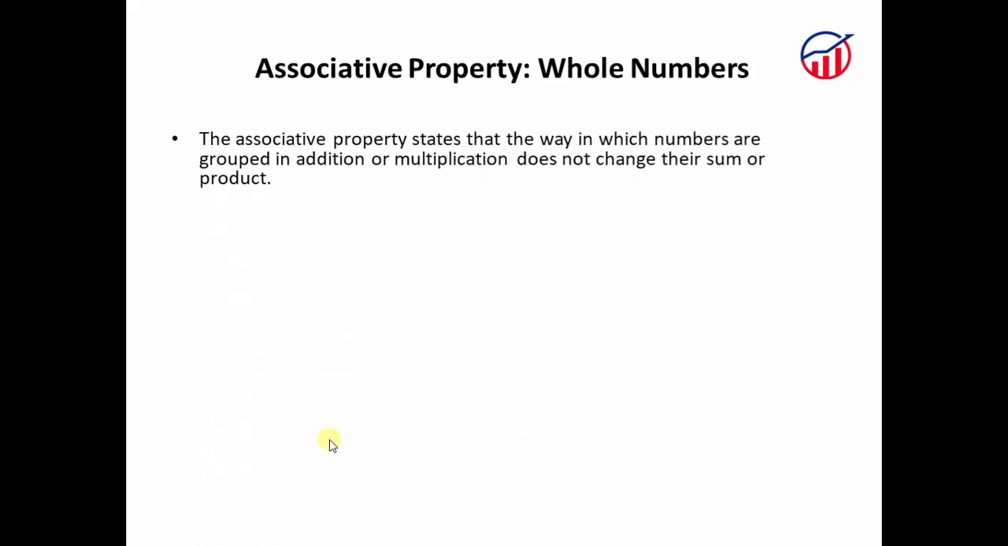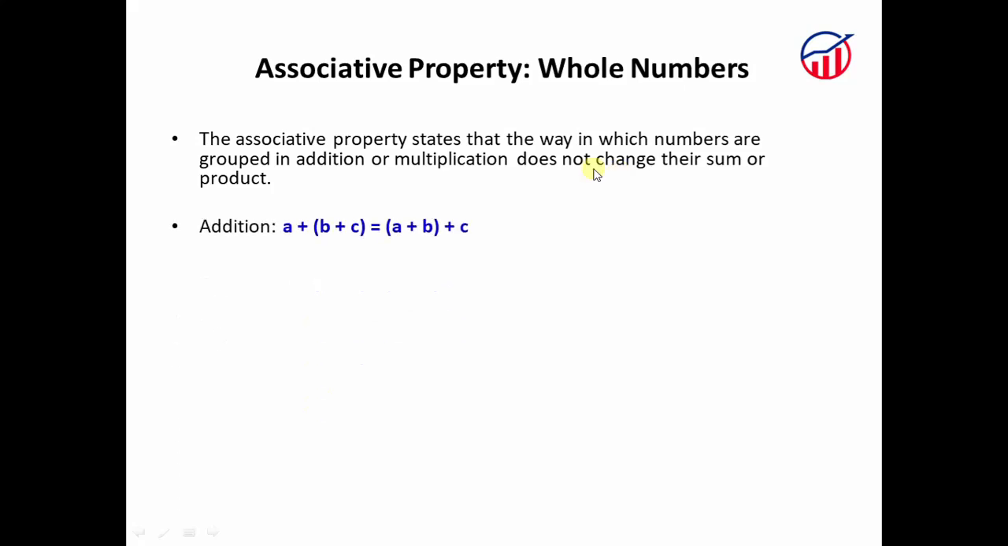So let's take the next property, which is the associative property for whole numbers. What does this say? The associative property states that the way in which the numbers are grouped in addition or multiplication does not change their sum or the product. What it means is, let's say there is a combination of 3 to 4 numbers, and when you change the order of clubbing for both addition and multiplication, it won't change the output.